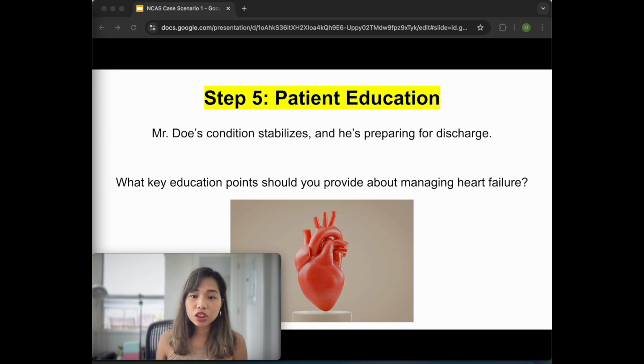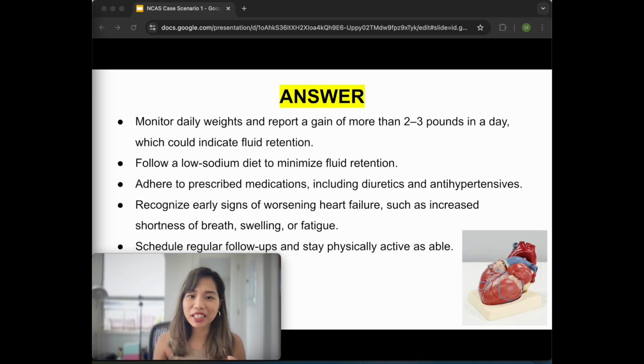So in this situation, it would be about managing heart failure. So what are some key education points that you can provide about managing heart failure? Again, pause, and then once you have your answer, press play again.